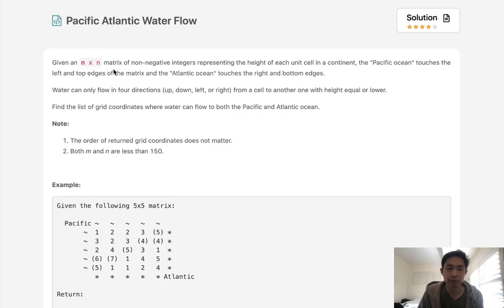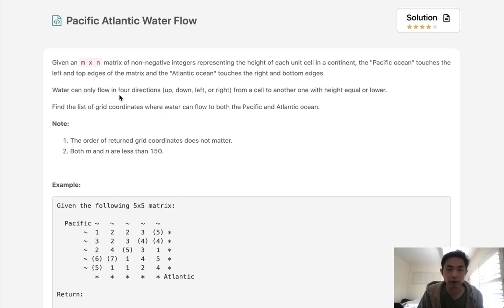Given an M times N matrix of non-negative integers representing the height of each unit cell in a continent, the Pacific Ocean touches the left and top edges of the matrix, and the Atlantic Ocean touches the right and bottom edges. So the Pacific touches these rows and columns here, and the Atlantic touches these columns and these rows here.